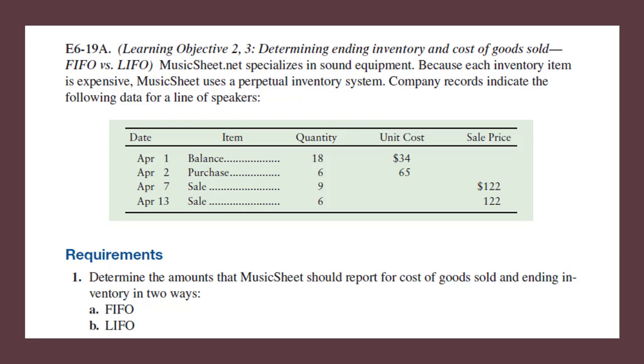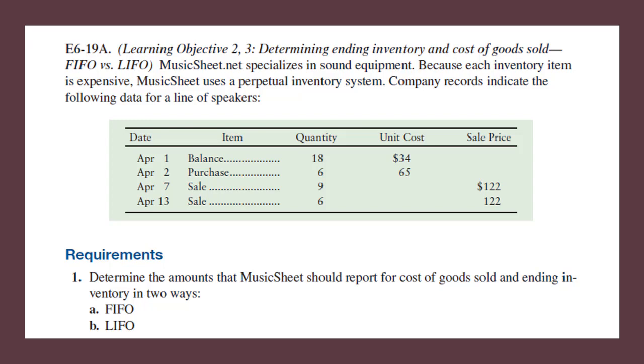Alright, so this is an example problem I extracted from a textbook. Okay, so we have Music Sheet.net, specialized in sound equipment. Because each inventory item is expensive, Music Sheet uses a perpetual inventory system. Company records indicate the following data for a line of speakers. Okay, and then we have given this table.